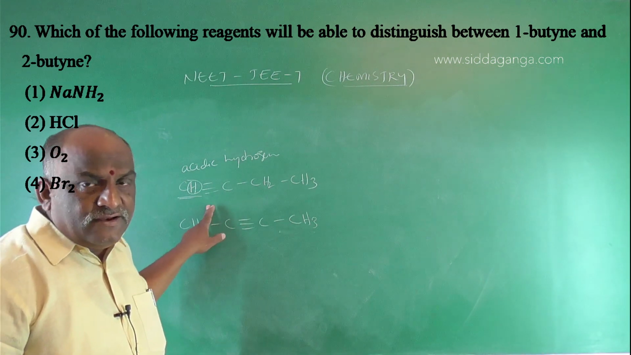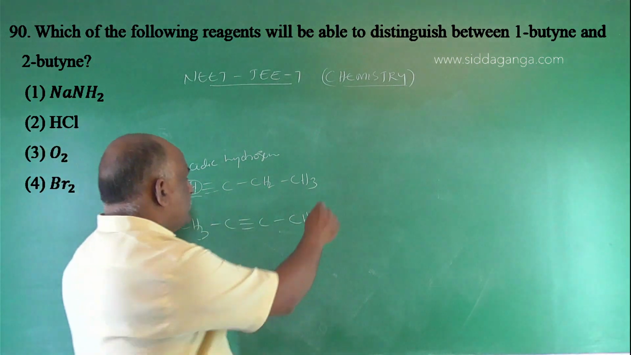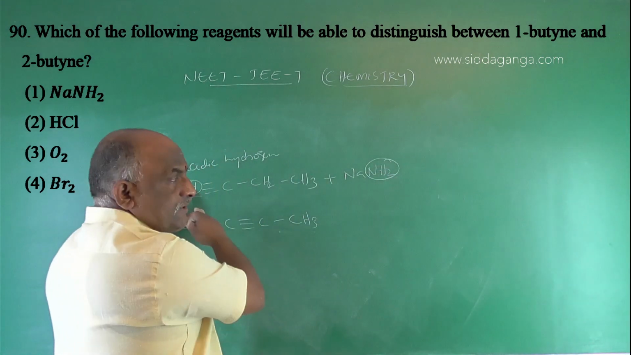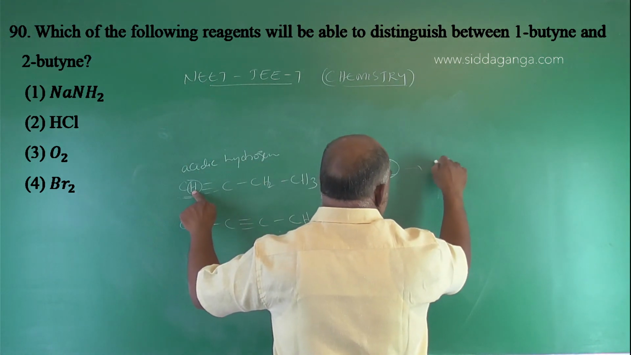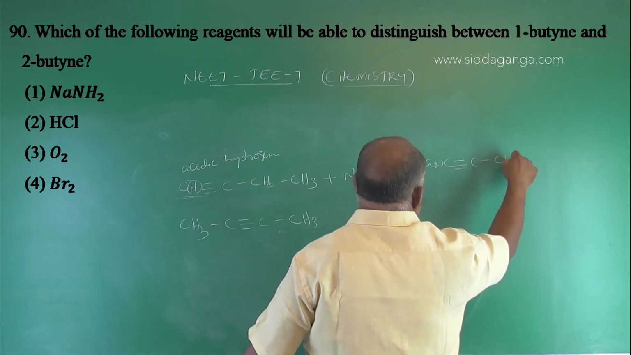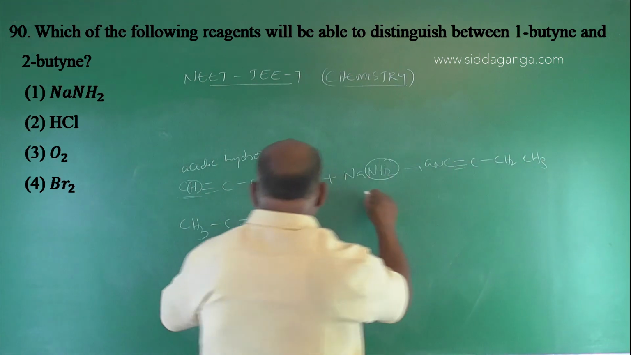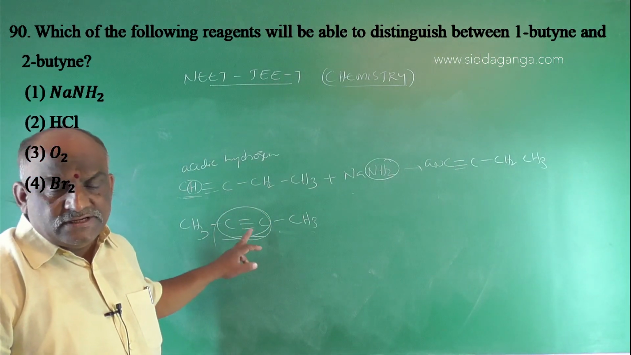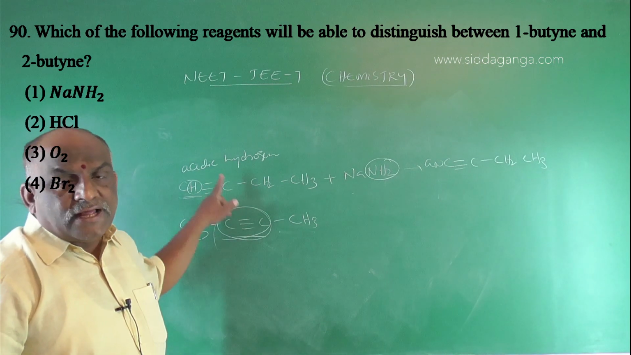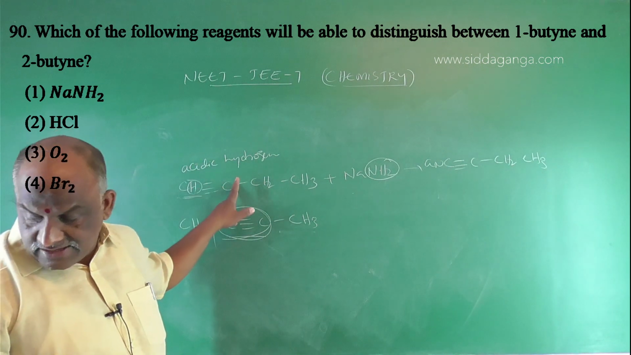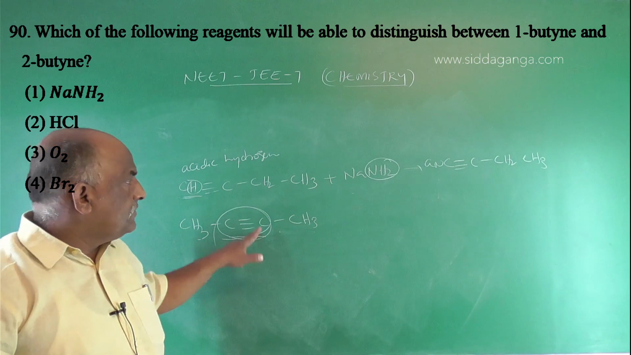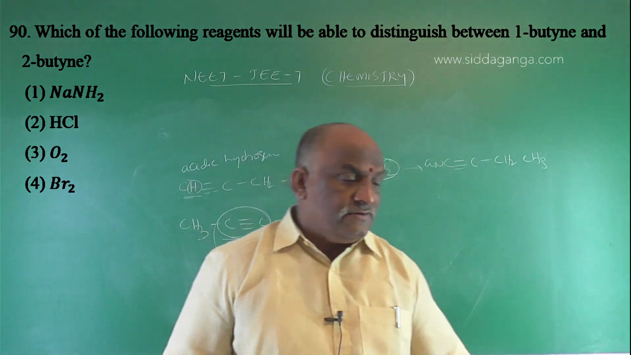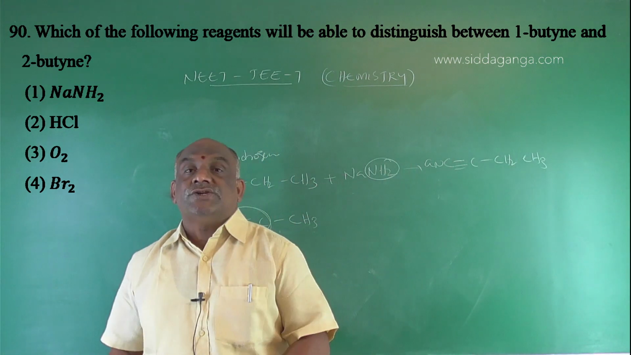So this acidic hydrogen reacts with NaNH2. Once you add NaNH2, NH2 reacts with H to give NH3, and we get CNa triple bond C single bond CH2 single bond CH. That type of reaction is not possible here, because there is no acidic hydrogen, as it is an example of an internal alkyne. So terminal alkynes are stronger acids than internal alkynes. On that basis, 1-butyne and 2-butyne can be distinguished by NaNH2.